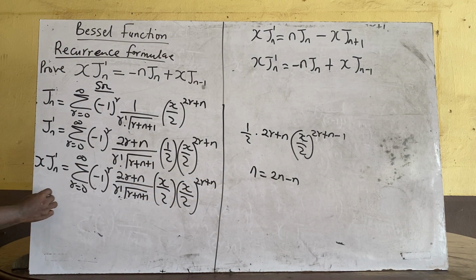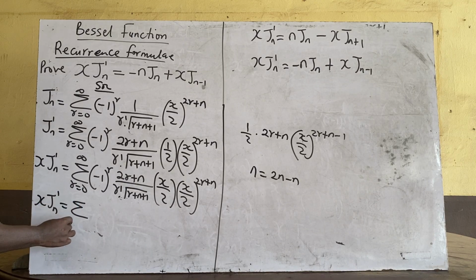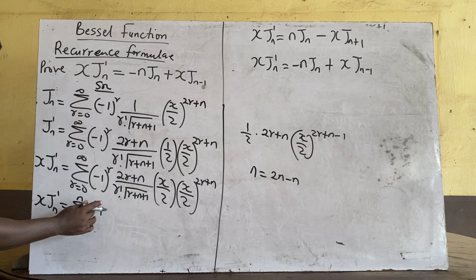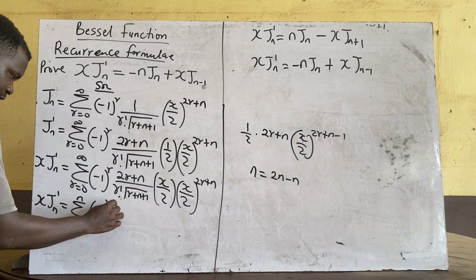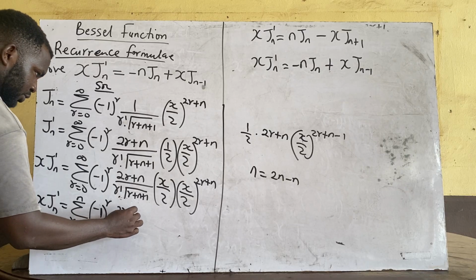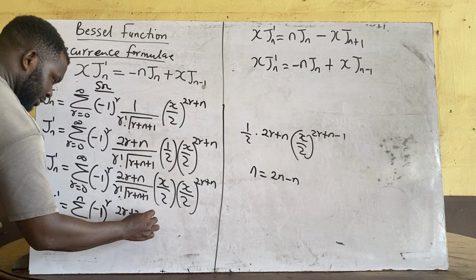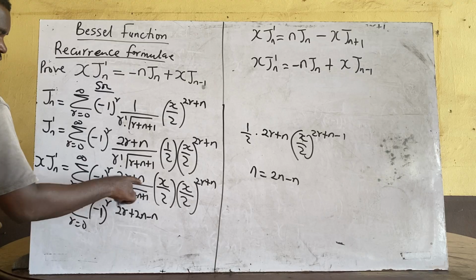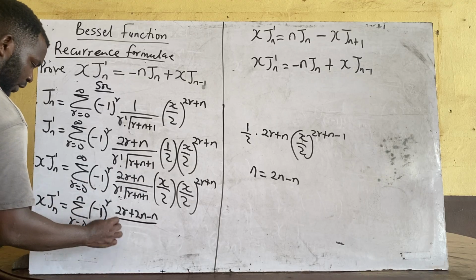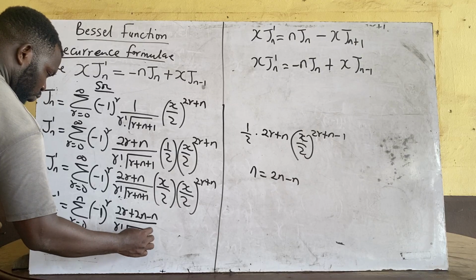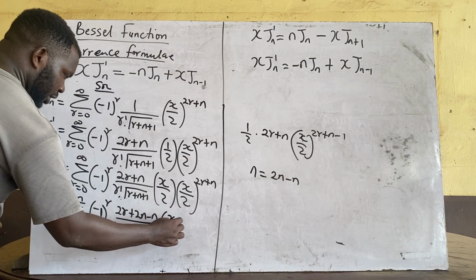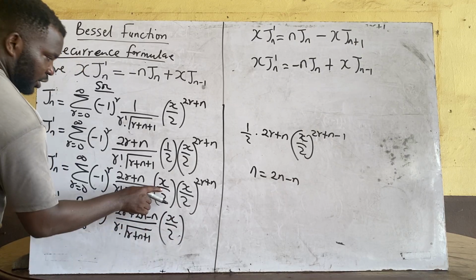So I have that x J_n prime will give us the summation of r starting from 0 to infinity of minus 1 raised to power r. Then I'm going to have here 2r plus 2n minus n. 2n minus n will still give us n, so I did not change anything. All over r factorial, the gamma function of r plus n plus 1. Then I'm having here x over 2. Okay, sorry, x over 2 here.